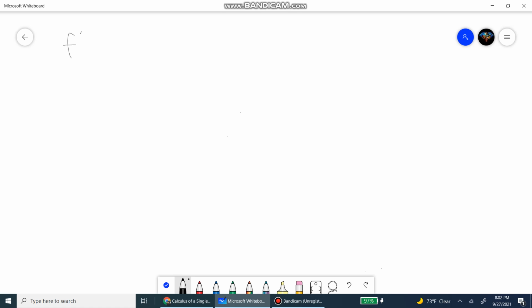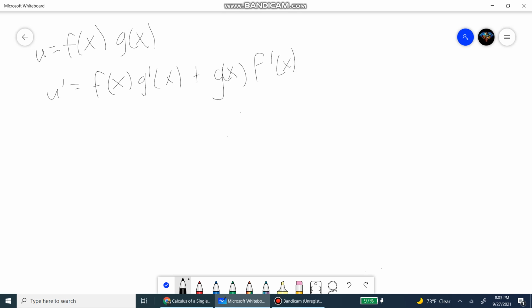If you have two functions, f of x and g of x, it's just a formula. It's going to be f times the derivative of g, plus g times the derivative of f.